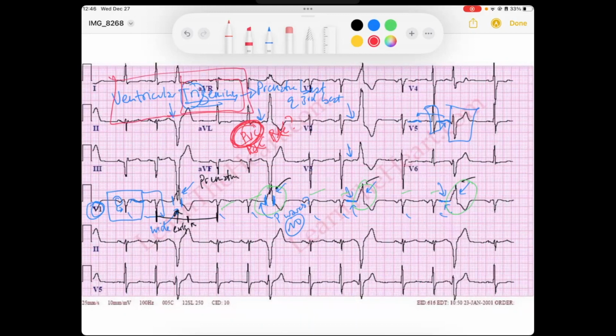This terminology is important to use. If somebody asks you what the rhythm is, you can say this person's got ventricular trigeminy. And then based on the clinical scenario, you go from there.